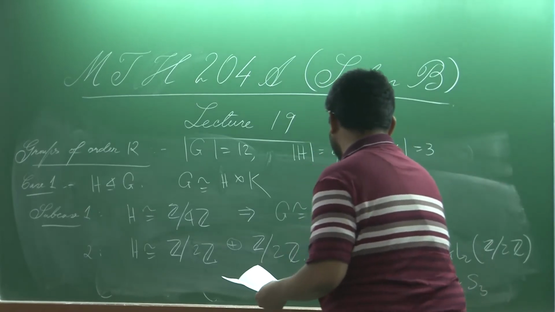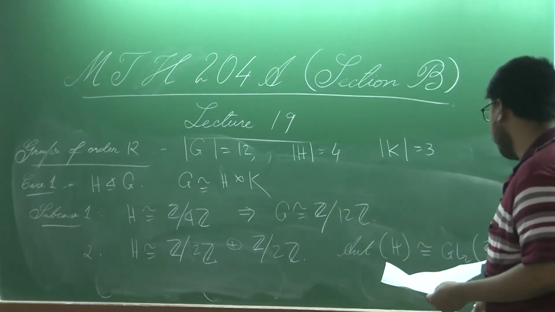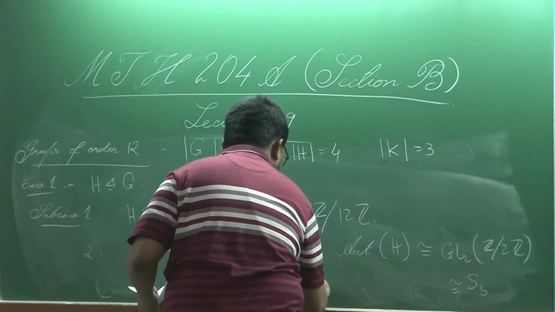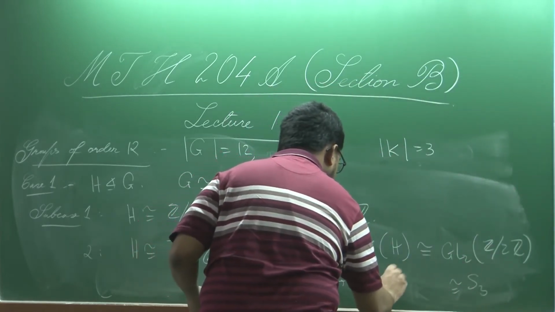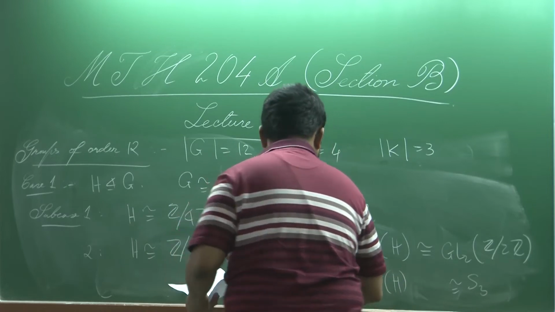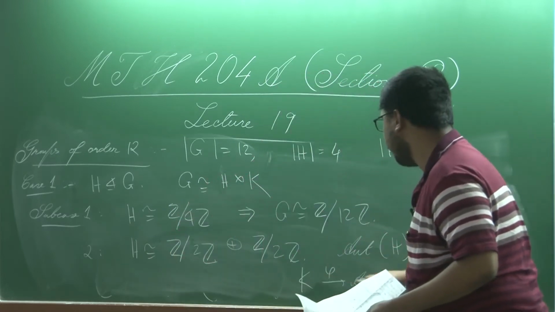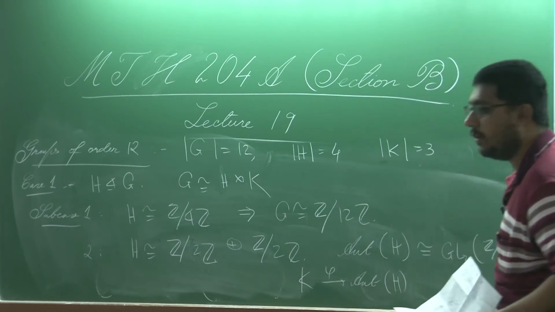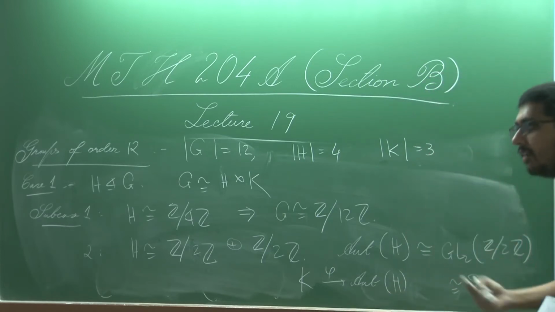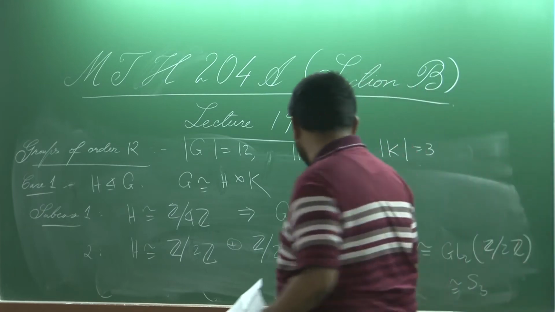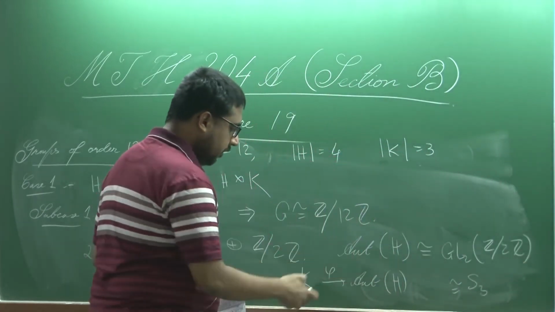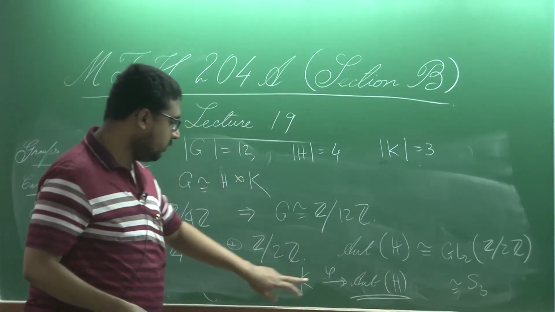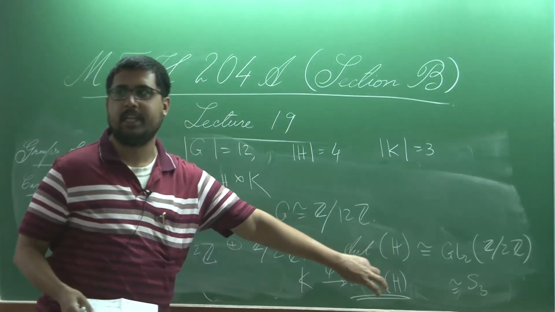Now the thing is that inside S3, K is having order 3, try to understand. If phi is a non-trivial homomorphism from K to Aut H, since Aut H is isomorphic to S3, it has exactly one subgroup of order 3, right? If phi is non-trivial, then the image of K has to be that subgroup.